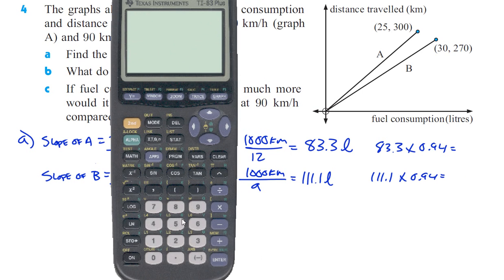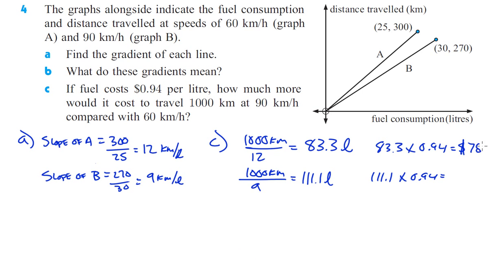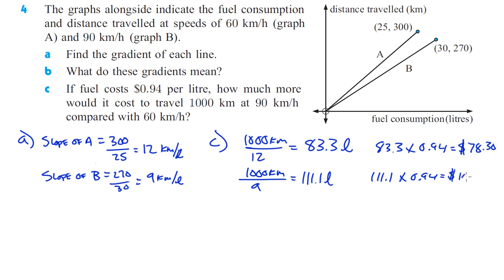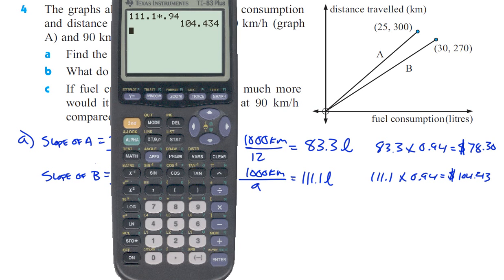All right, so let's see, 83.3 times 94 gives us $78.30. All right, and then if we do 111.1 times 0.94, that gives us $104.43. Is that right? Yep.